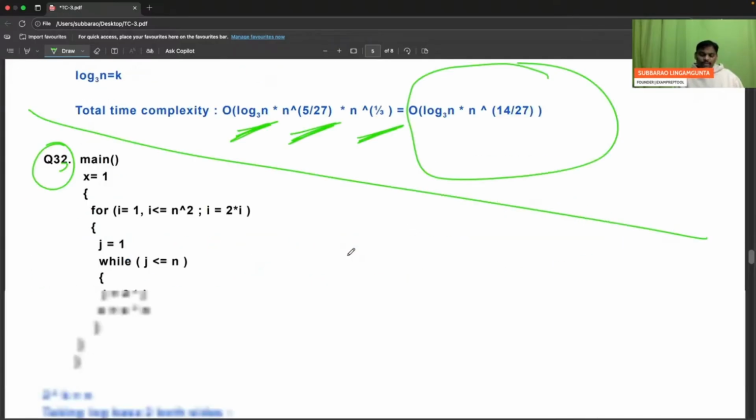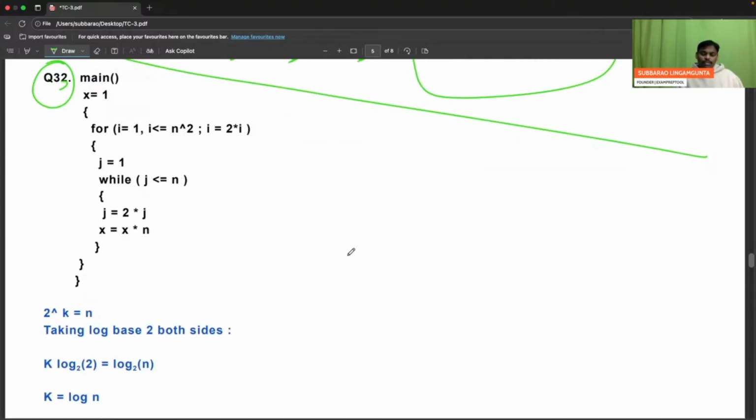Go to question number 33. Remember, these are also inner loops. Inner loops means you have to multiply. Let's see. If you observe clearly, outside, it is always into 2.